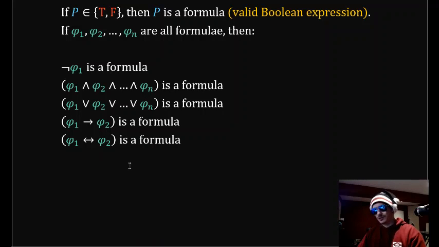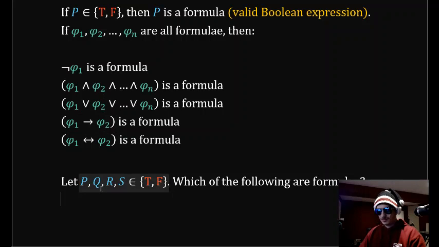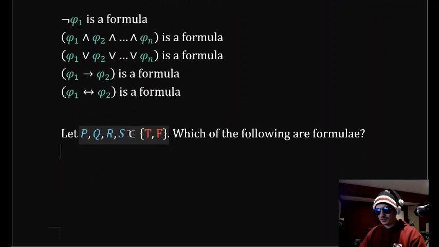We'll take this knowledge that we have and run through some examples. So, P, Q, R, and S are propositional variables, which of the following are formulae? We'll look at the first one. P left bracket implies true not. This doesn't follow any of the rules that we've gone over, so this is not a formula.